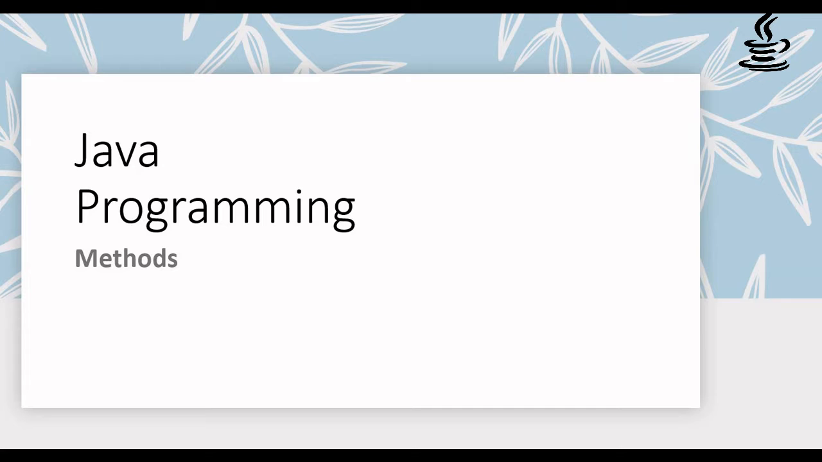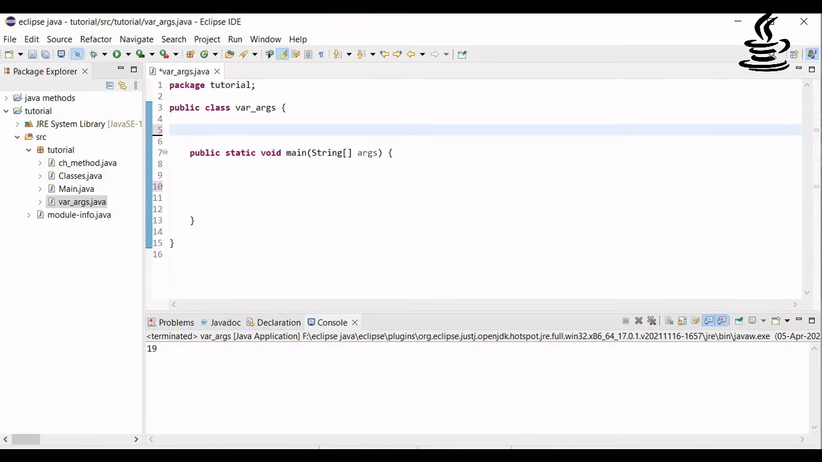So in this session we will continue our discussion of the methods in Java programming language, and in this session we will see what we mean by variable argument. To understand the variable argument, consider a scenario. Let's say someone asks us to define a program that adds two integers.